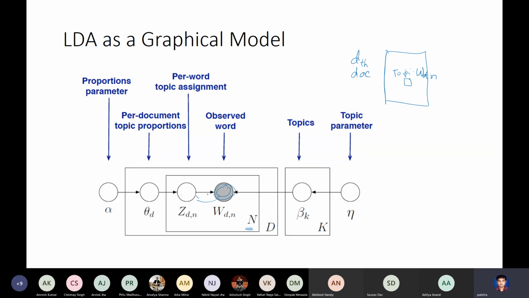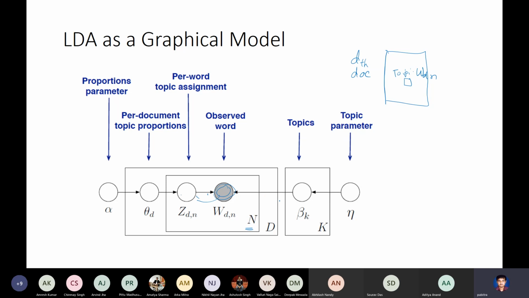So the beta is, say, cricket 0.9, football 0.1, and say hockey 0. This is beta for the sports topic. Once I decide that Z_dn is sports, I will go to this beta distribution, which is cricket 0.9, football 0.1, hockey 0, and then I generate a word. Most probably the word will be cricket, so W_dn will be cricket.